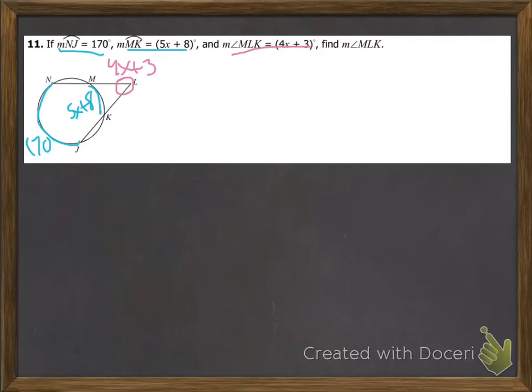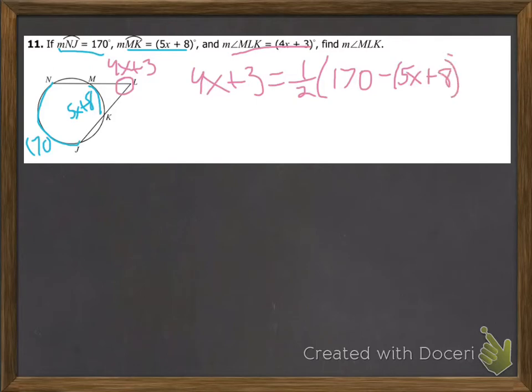So, just like we've been doing in all of the previous problems, let's set up our equation. So our angle, 4x plus 3, is going to be equal to 1/2. And then the larger arc minus the smaller arc. So the bigger arc is 170. And then the smaller arc, I'm going to go ahead and put this in parentheses so we don't mess up our signs. So we're going to have an extra set of parentheses, 5x plus 8, close parentheses again. So now we got a lot of algebra to do.